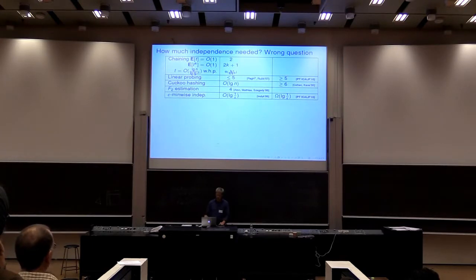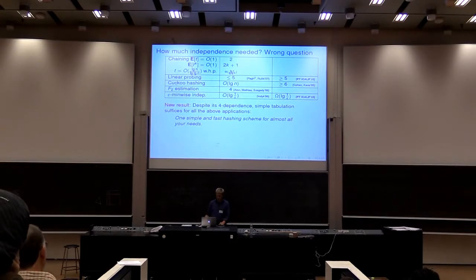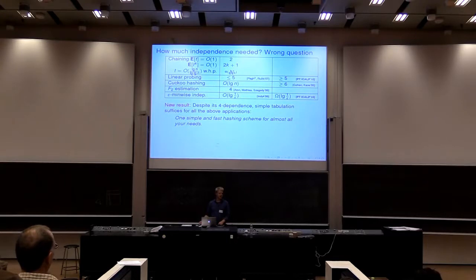So this thing with independence, in some sense, is a wrong question, because the result I had with Mihai is that even though simple tabulation is not more than 3 independent, it can solve all these problems in one shot. And it's extremely fast. As I say, I think it's about 3 times as fast as the best 3 independent schemes if you're, say, looking at 64-bit integers on the computer side.